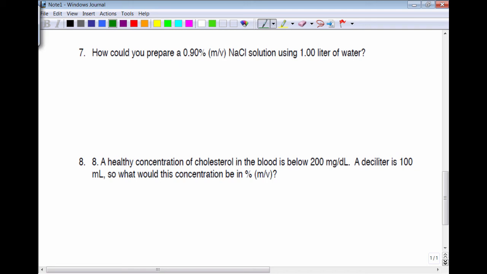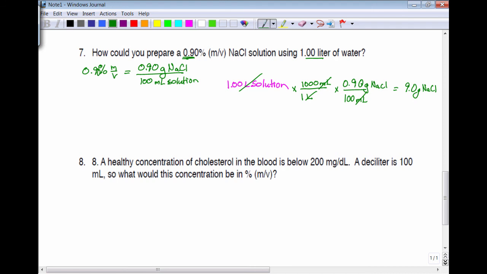So once again, we're going to be using concentration as a unit conversion from liters to grams. It's useful to rewrite the concentration unit in a way that can be useful for a unit conversion. 0.90% M over V could also be written as 0.90 grams of NaCl divided by 100 milliliters of solution. Now it is a matter of converting liters into grams. The answer to 2 significant figures is 9.0 grams of sodium chloride.